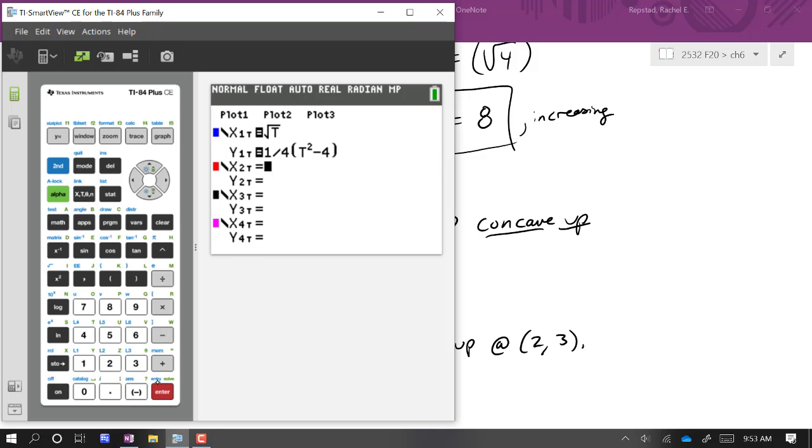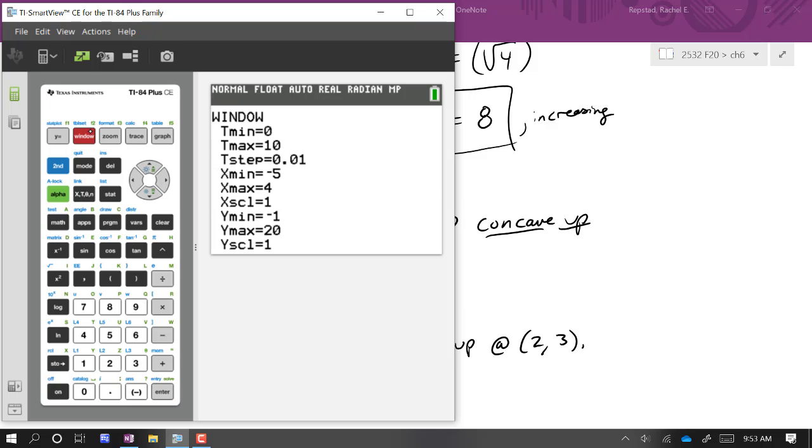Okay, now the next thing we want to do is set our window. If you hit the window button, some of it will be familiar, like we have the x-min and the x-max. Now, the point that we're interested in is the point (2, 3). So I don't need my xy window to be that huge. So I'm just going to say go from -2 to 5, say, on both axes.